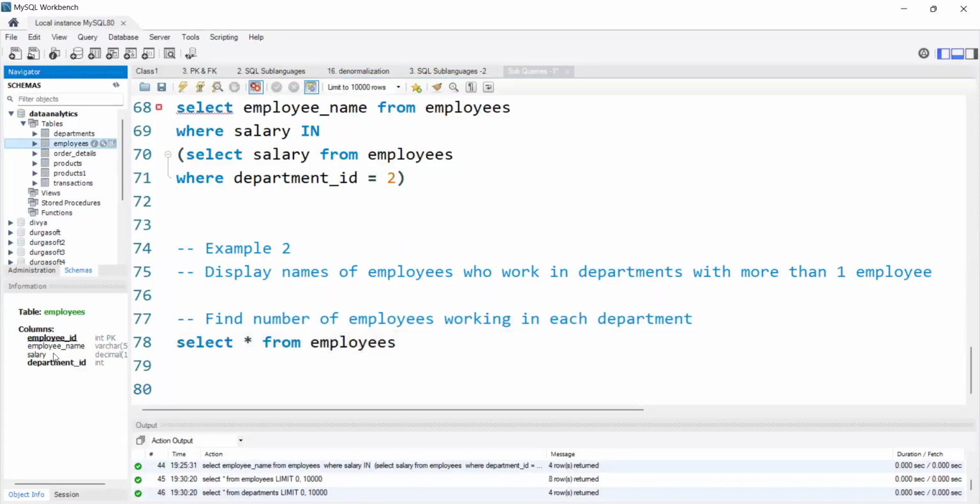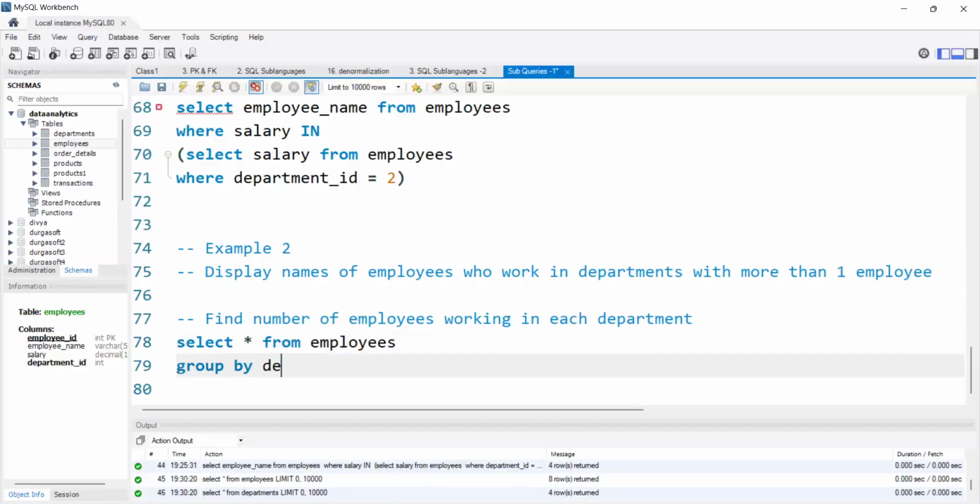See, in the employees table, I have employee ID, employee name, salary, and department ID. As I also have department ID in the employees table, I can directly use the employees table, and I need to find the number of employees working in each department. Each department, in the sense, obviously, I need to find the department wise data here, correct? As I need to find the department wise data, directly I will use group by department ID, correct? If I use group by like this, I will get department wise data, correct?